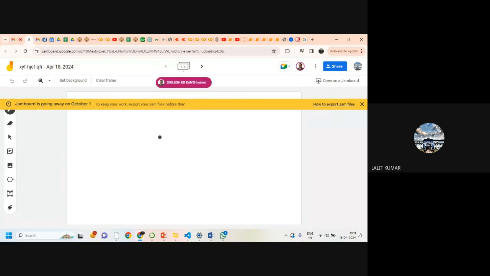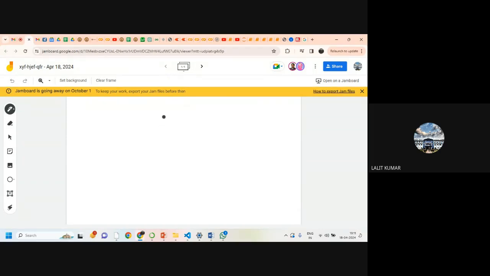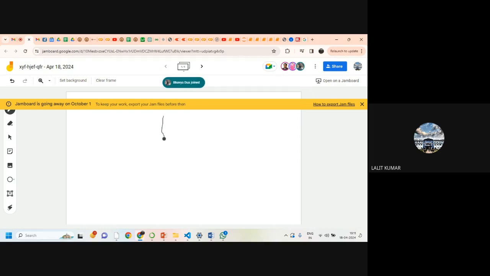Okay. First, I will explain the arrow, then plus minus. Is it okay? We have got only three types here. Okay. So we make a cube, for example.